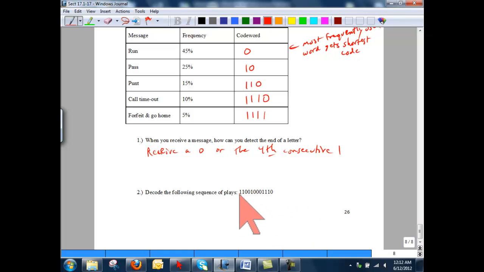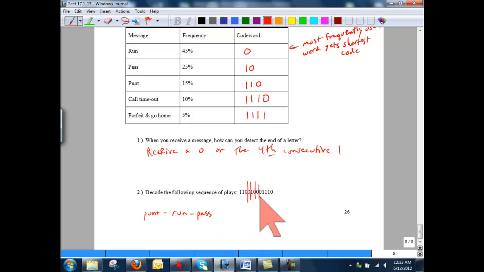So how about if this string of bits comes in? What sequence of plays was called for? Well, 1, okay, I know I should keep listening. 1, I should keep listening. 1, 1, 0 is a valid word, and I know that's done, so punt has been called. Now I keep going. 0, that in itself is a valid code word, so the next play called was run. Then 1, 0, a valid code word, so then a pass was called.